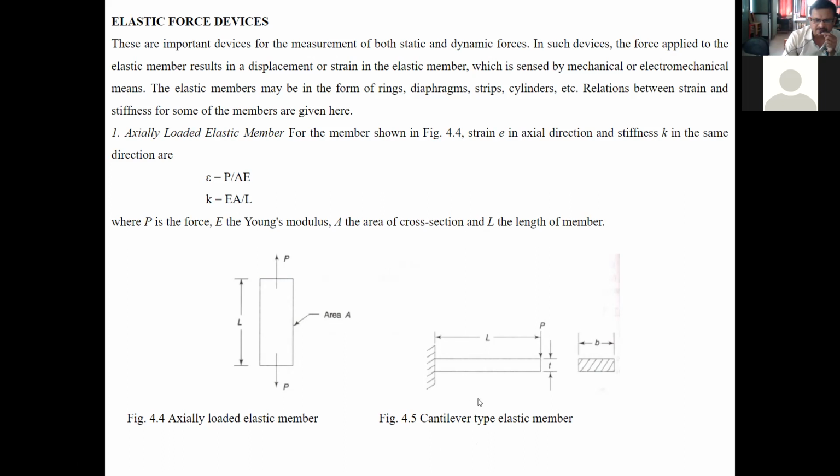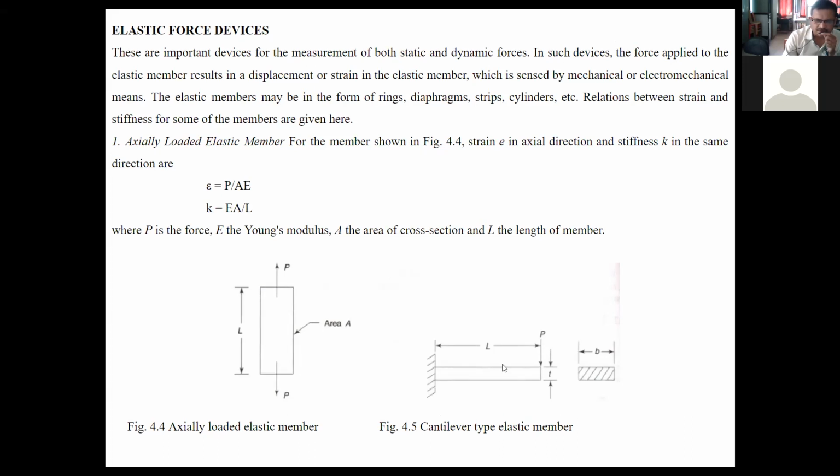Next is this cantilever type of member. This is a cantilever beam of length L, thickness T, and breadth B. When a force P is applied, we get the deflection of the cantilever beam.